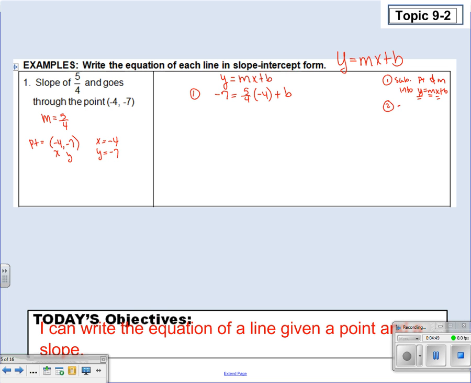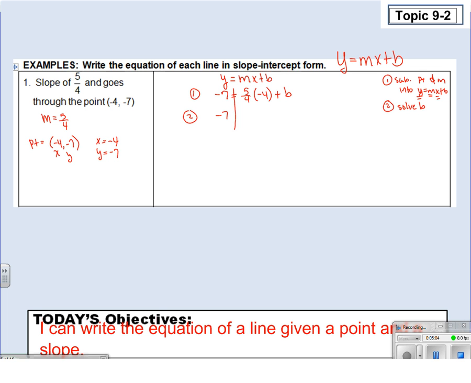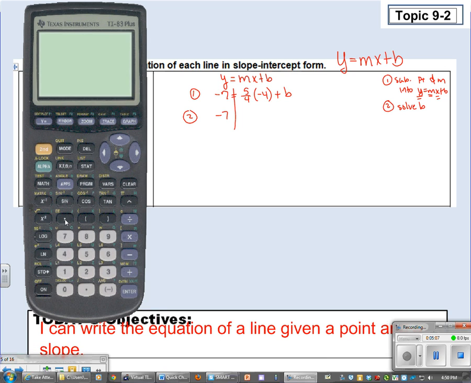Our second step is to solve for b. The way we're going to solve for b is first let's multiply the numbers. So we have a -7 and then 5/4 times a -4. This is a good time to use your calculator in order to multiply those fractions. When multiplying the fraction, you want to make sure that you put it in parentheses. So we'll put the 5 divided by 4 in parentheses times, in parentheses again, the -4. And press enter. We get that's equal to -5.